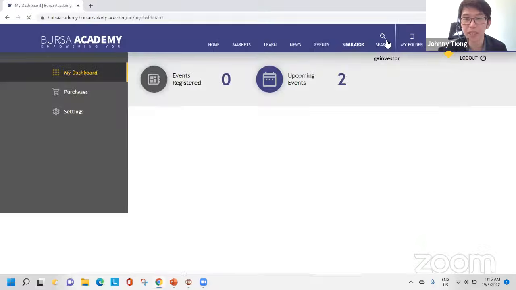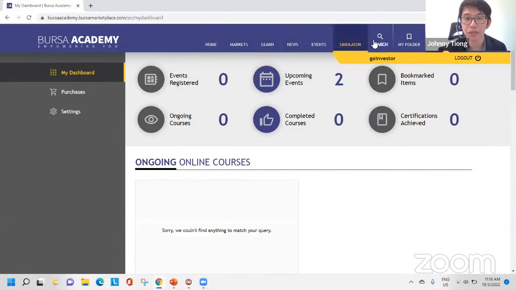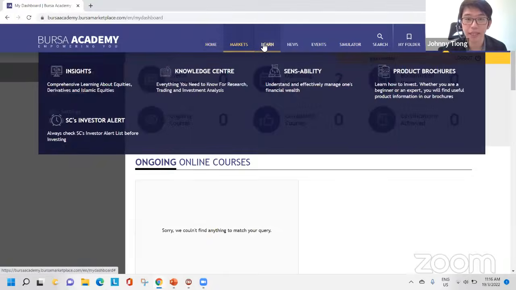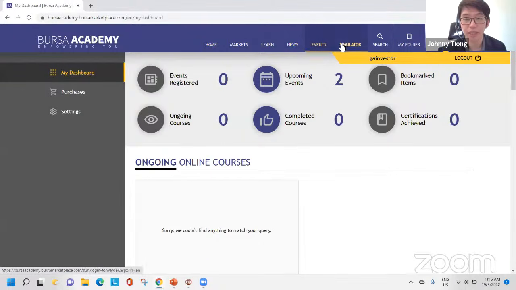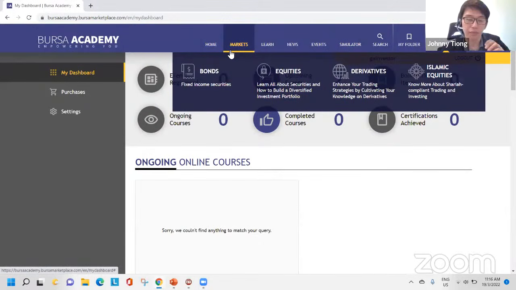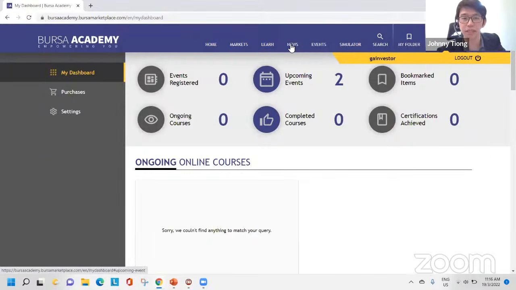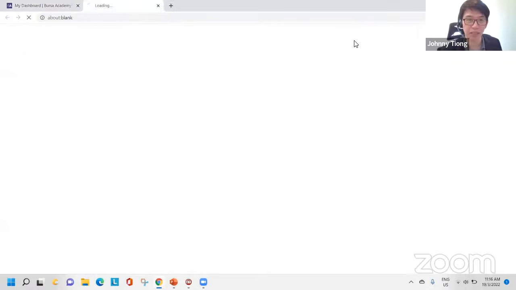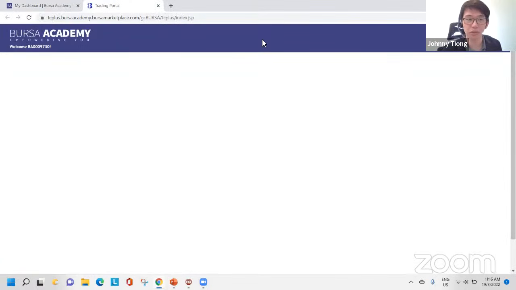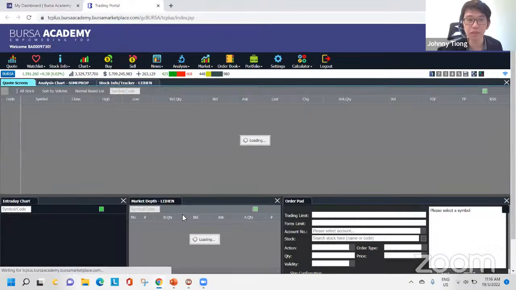And you can see here there's a simulator on top here. So there are home, markets, learn, news, events, and simulator. There's a lot of things to explore here. So take your time, half an hour a day, just to explore all the informative information here. It's very useful. It's like a DIY, you spend your time and read whatever is inside here. For this simulator, we press the simulator button, then it will bring up another window. So this is how it looks like.